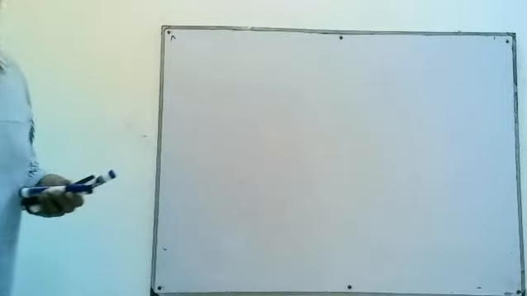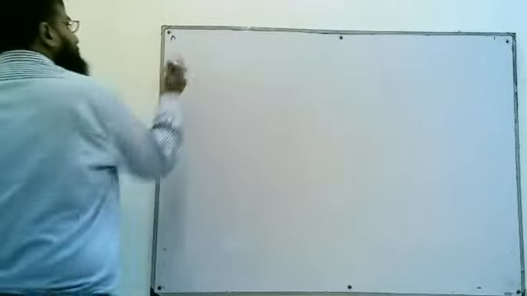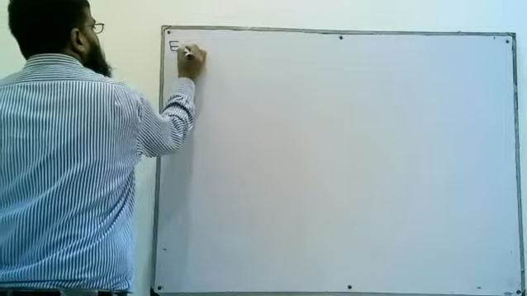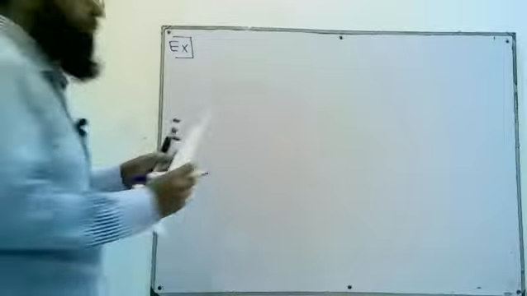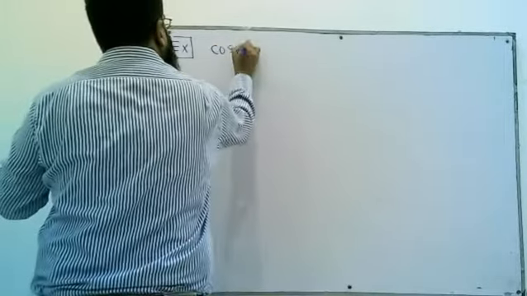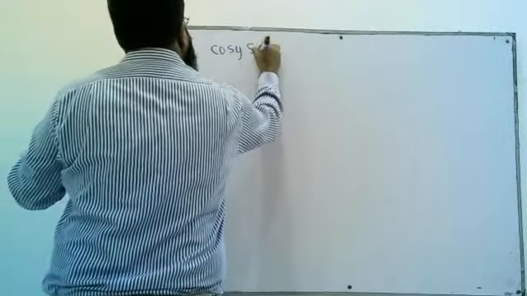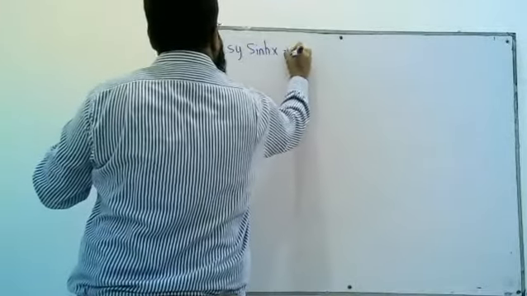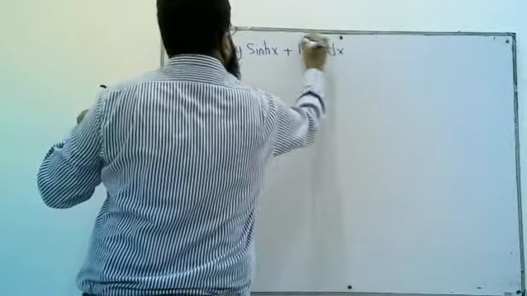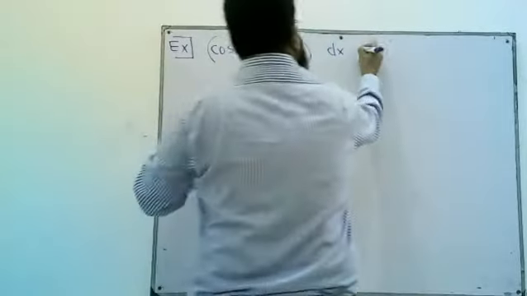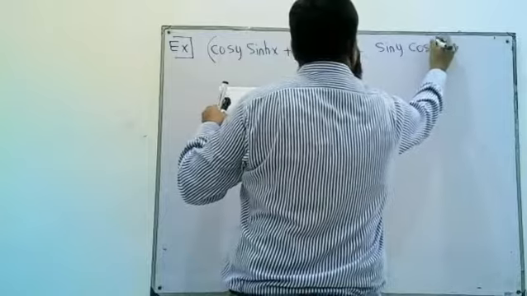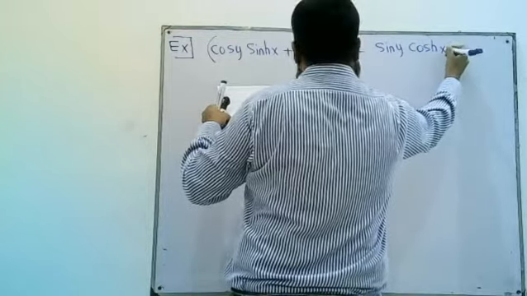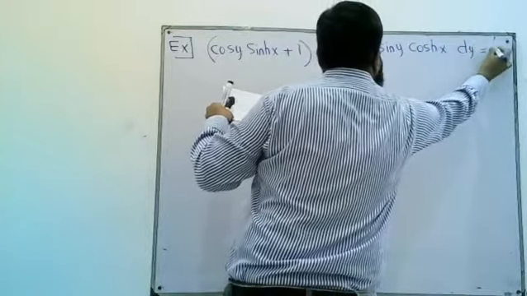Another simple example, and that is cos y sinh x plus 1 times dx minus sin y cosh x dy is equal to 0.